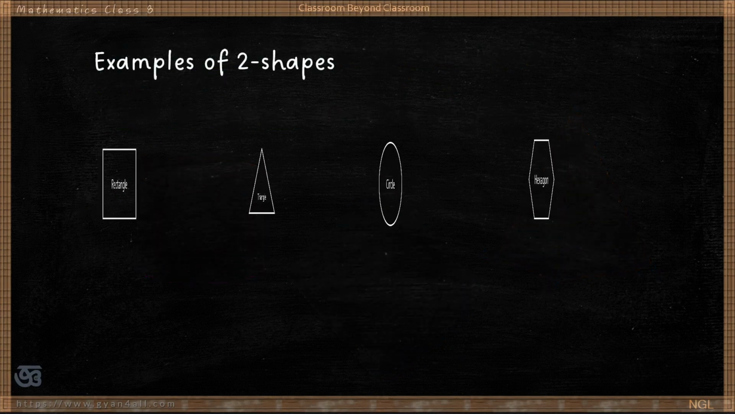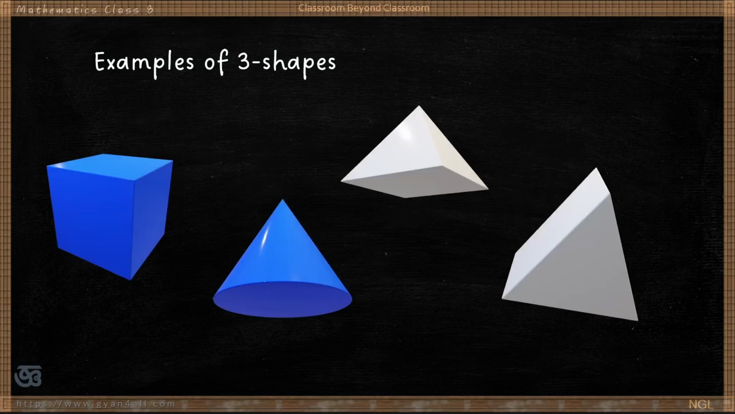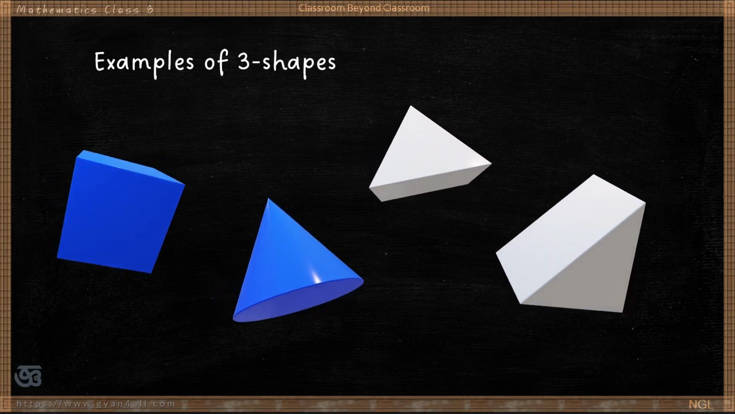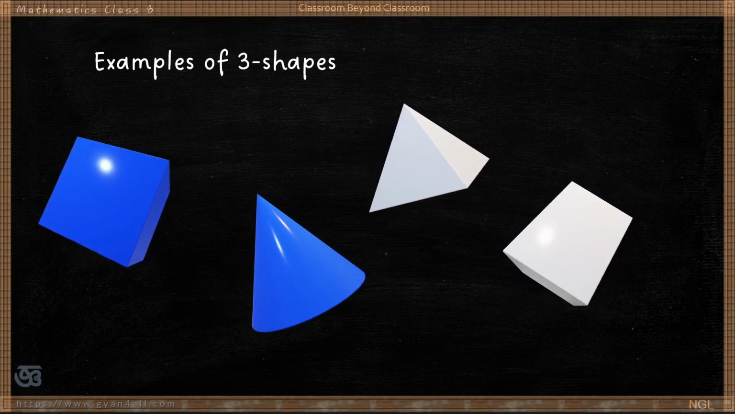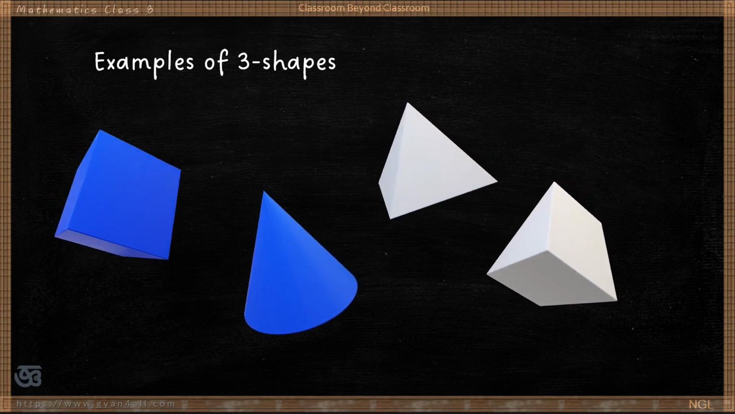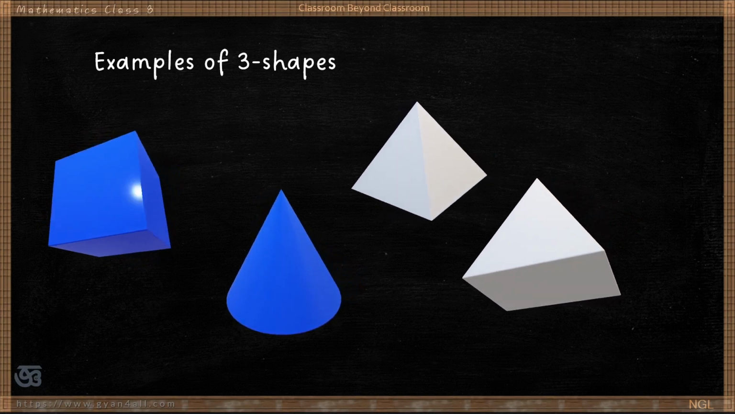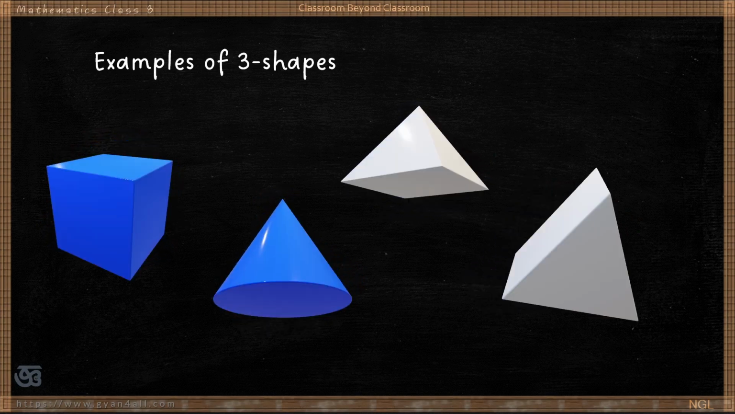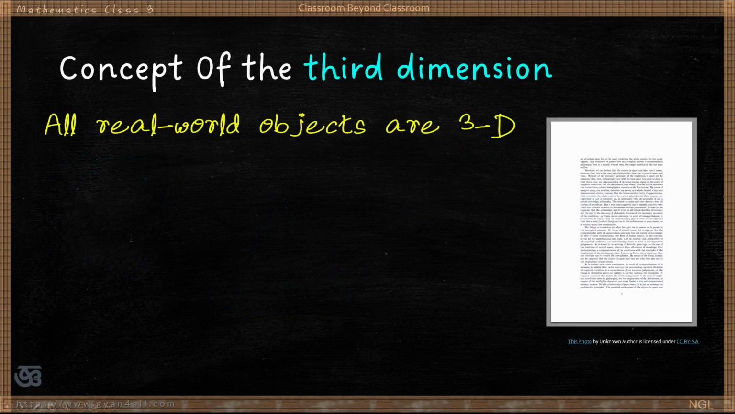Now there are many examples of 2D shapes like rectangle, triangle, circle, hexagon, etc. Examples of 3D shapes include cube, cone, pyramid, prism, etc. That we'll discuss in detail in this video and in the next video also. Now let us go to the main concept of the third dimension. We have the idea of 2 dimensions.